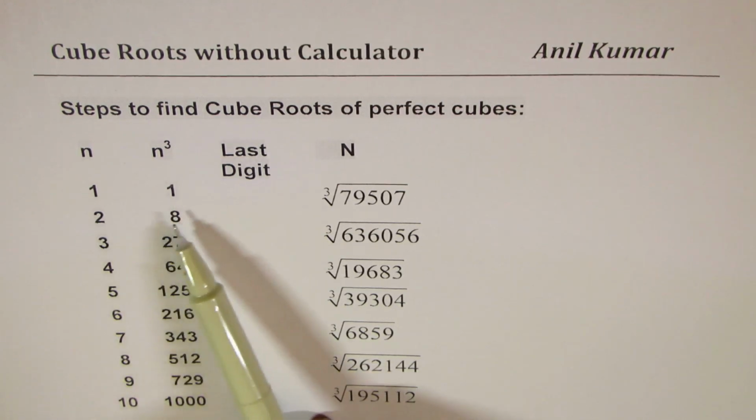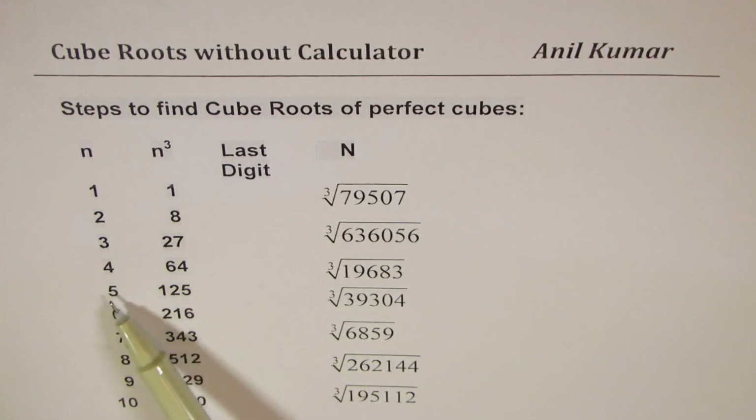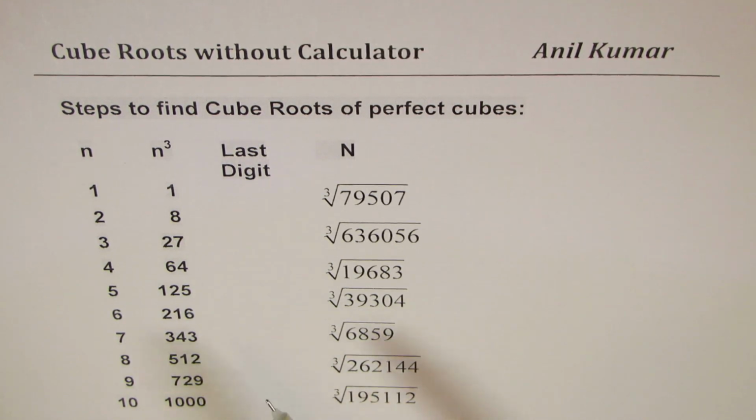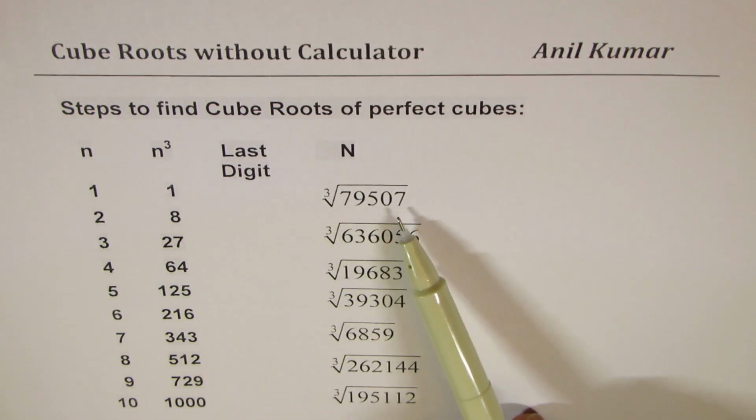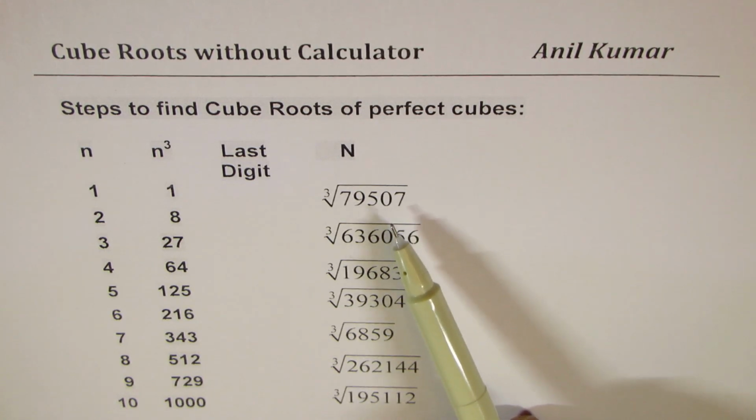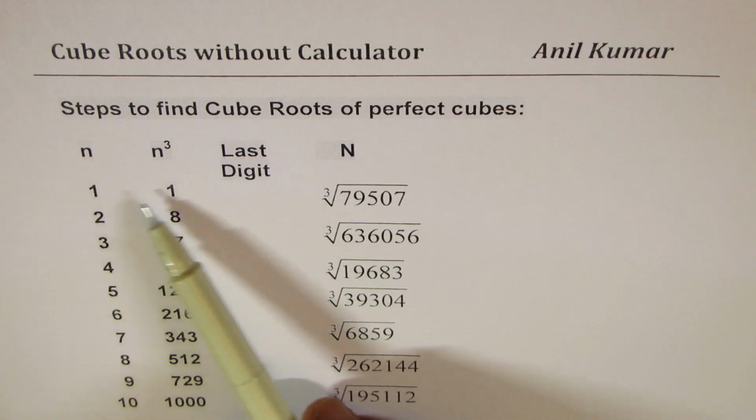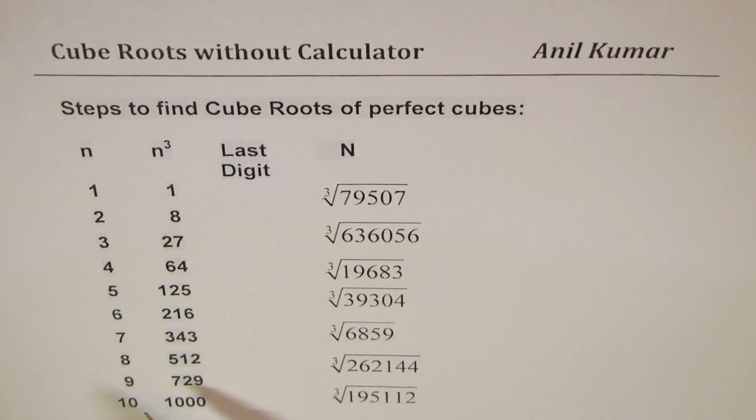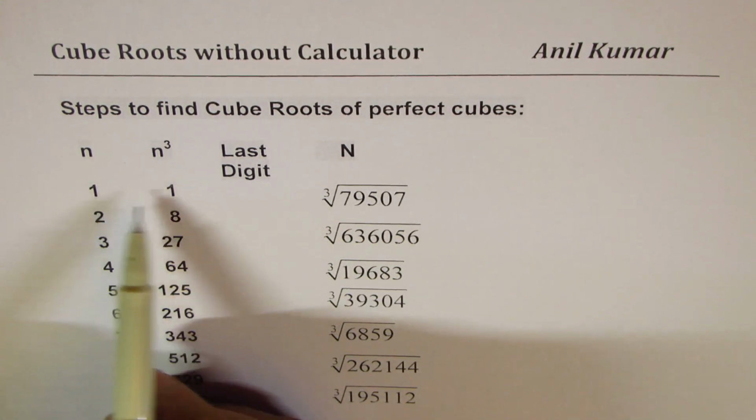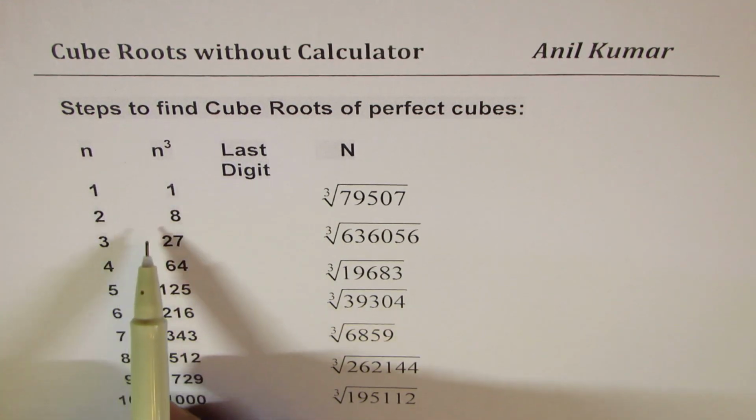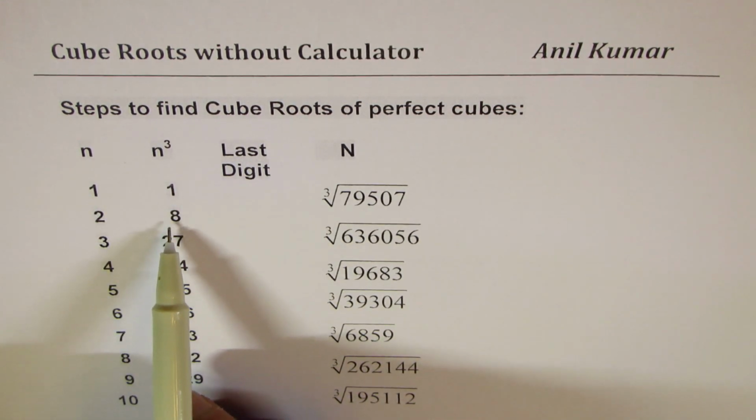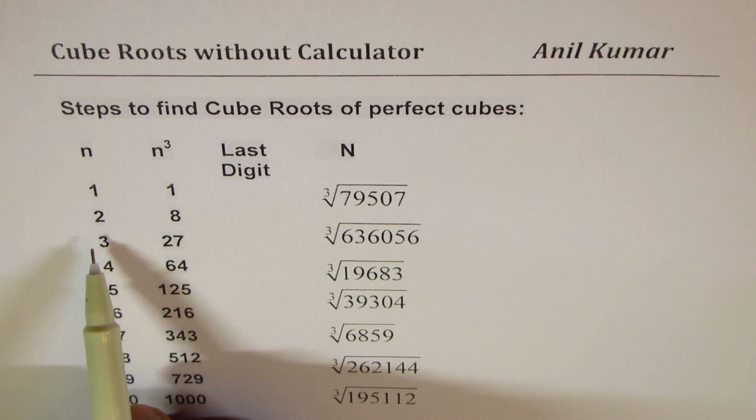The cubes of 1 to 5 are 1, 8, 27, 64, 125, and so on, correct? To find the cube root of any given number, what we really need to know is the last digit of any cube. Now in this series, you can see that most of the last digits are the same as the number itself, right? Except for 4 exceptions.